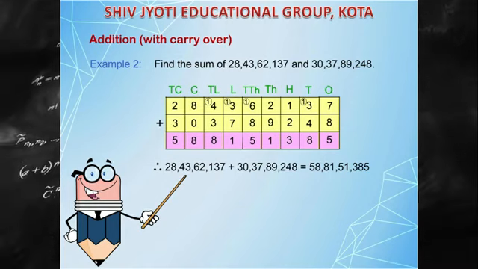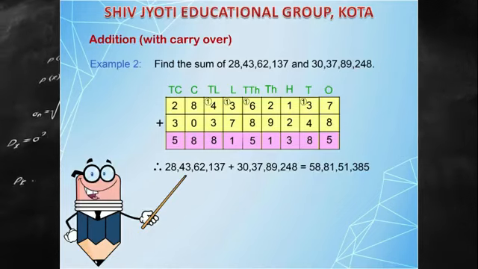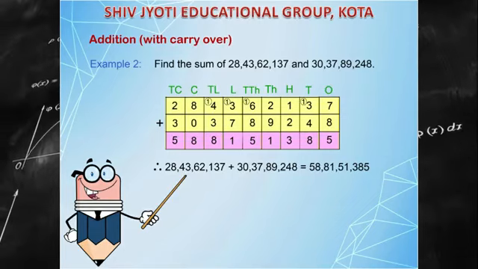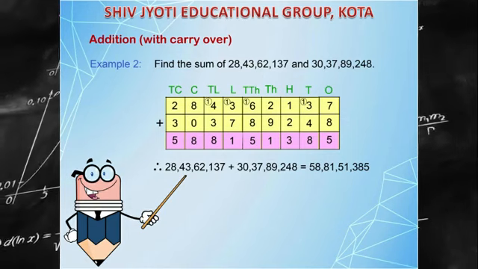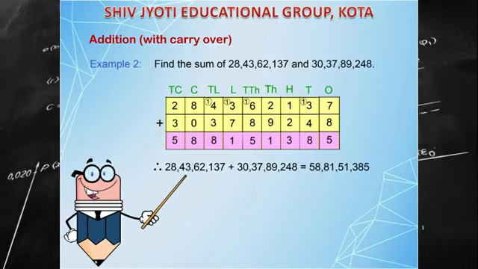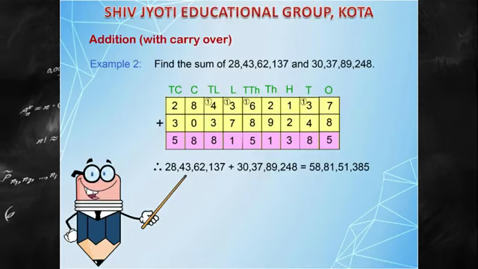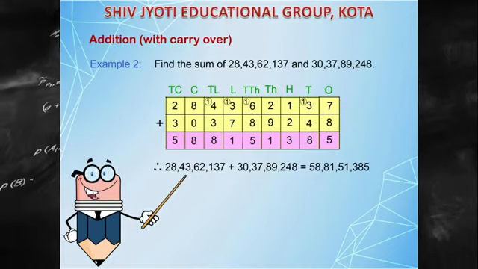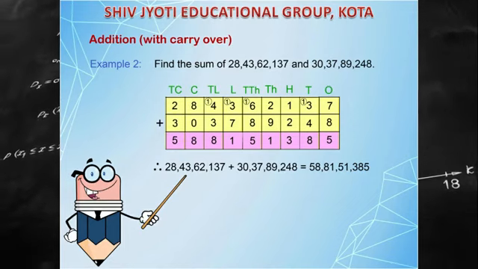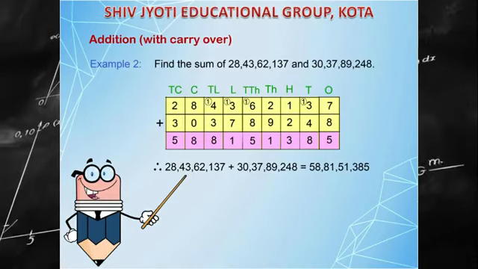Now add the digit of hundreds place. 1 plus 2 equals to 3. Next, add the digit of thousands place. 2 plus 9 equals to 11. Now, let us carry the digit 1 to the 10,000s place. 1 plus 6 plus 8 equals to 15. Now carry the digit 1 to the lakhs place. Next, add the digit of lakhs place. 1 plus 3 plus 7 equals to 11. Then carry the digit 1 to the 10 lakhs place.